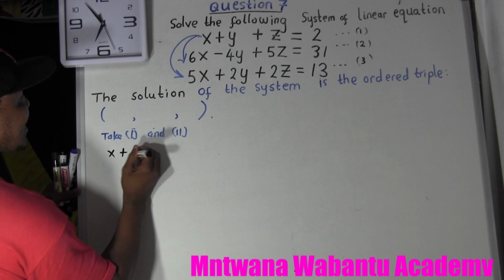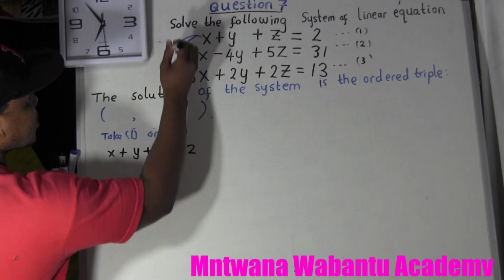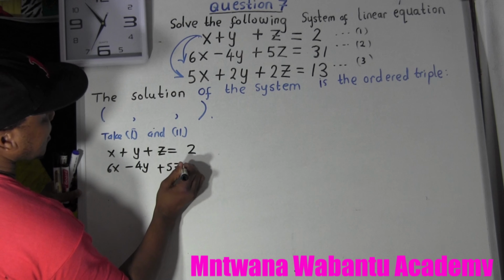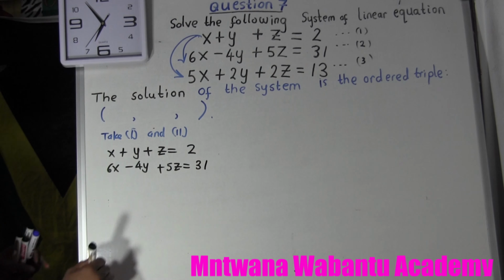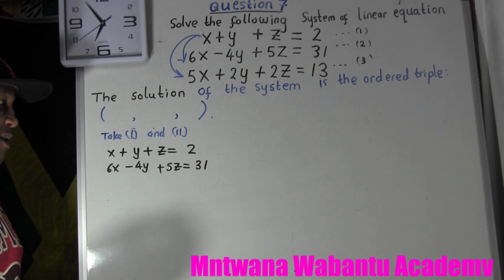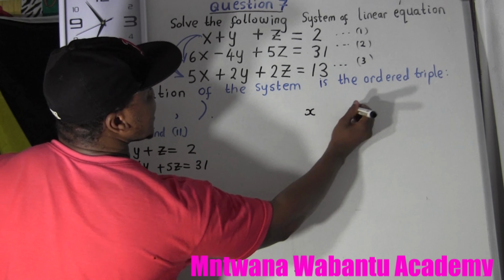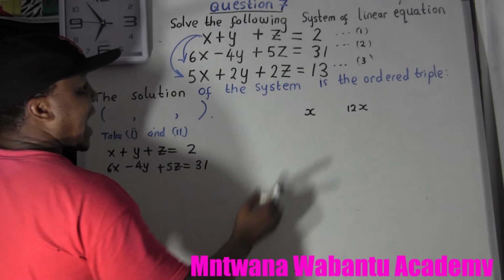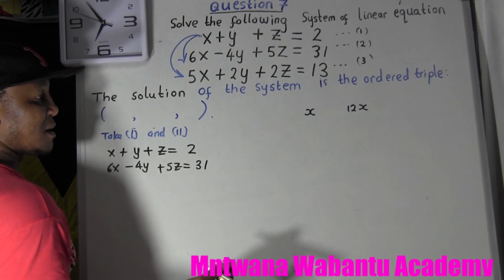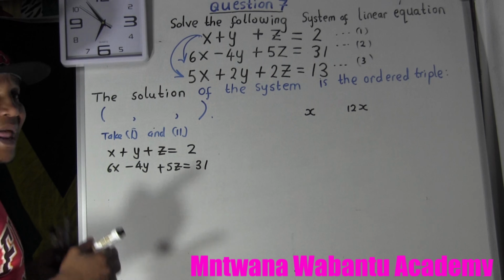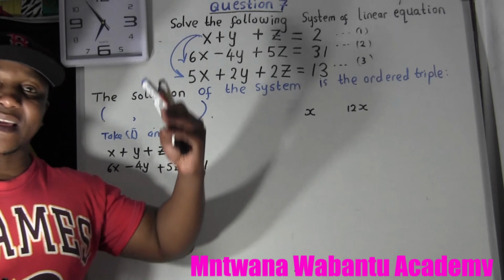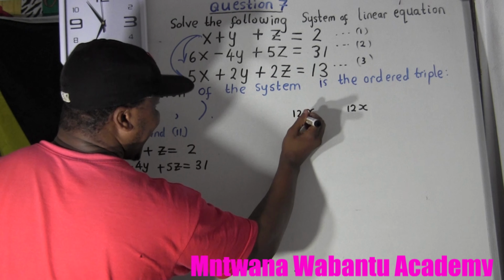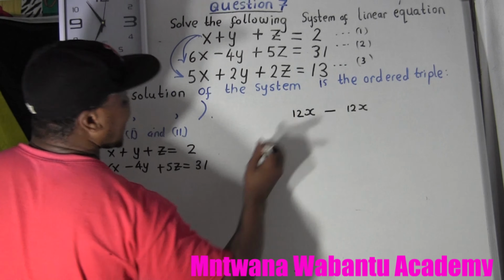Now take the first one. I would say x plus y plus z equals 6, and then the second, 2x minus 4y plus 5z equals 31. So for me to get rid of one letter here, look, if you have an x and 2x, or can we say 12x, how am I going to get rid of these two letters? First they must be equal. For this to be eliminated, this must also be 12. And then I'm going to subtract.